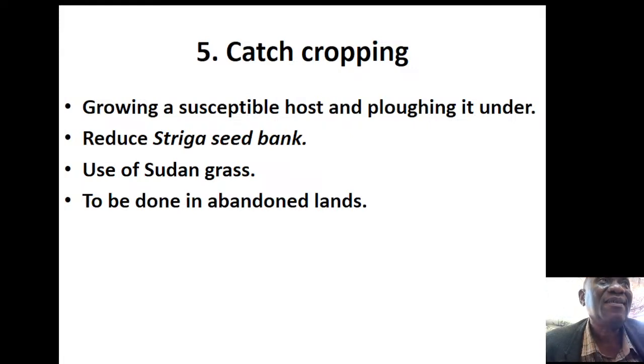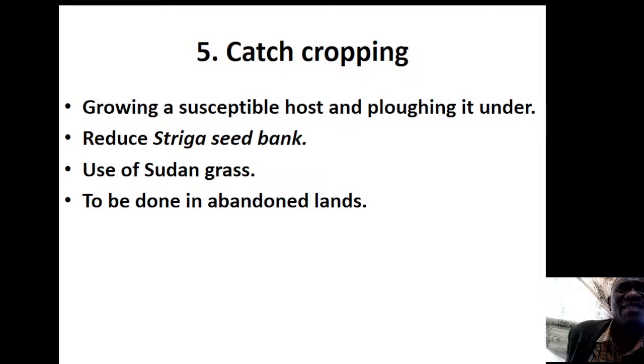Catch cropping, growing of susceptible host, so you grow a susceptible host, then you plow it under. You can reduce the Striga seedbed. You can use Sudan grass, and this can be done in abandoned lands.